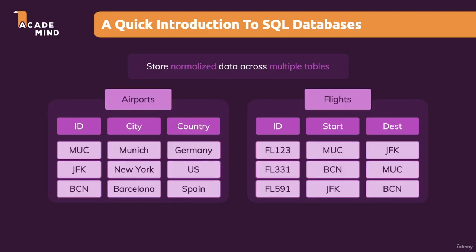Now the data here is normalized because we don't have any nested data in any table. Every column in our tables holds only one value per row. Start does not hold 2 airports, but just 1 airport. City in our airports table does not hold multiple cities, but 1 city. And therefore here in this example, we would have normalized data split across multiple tables.